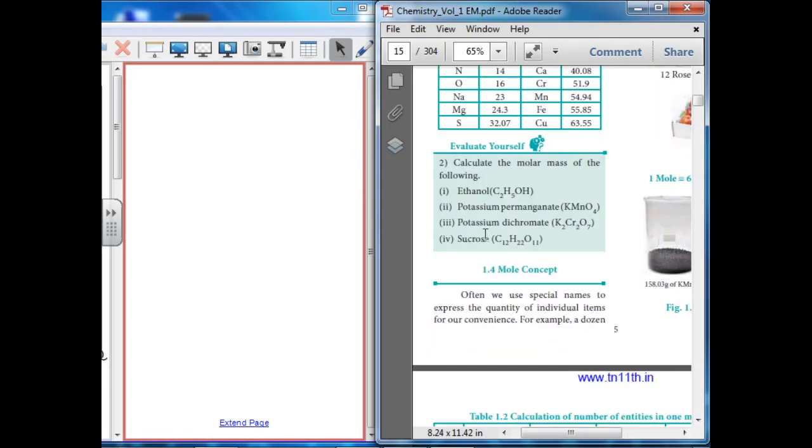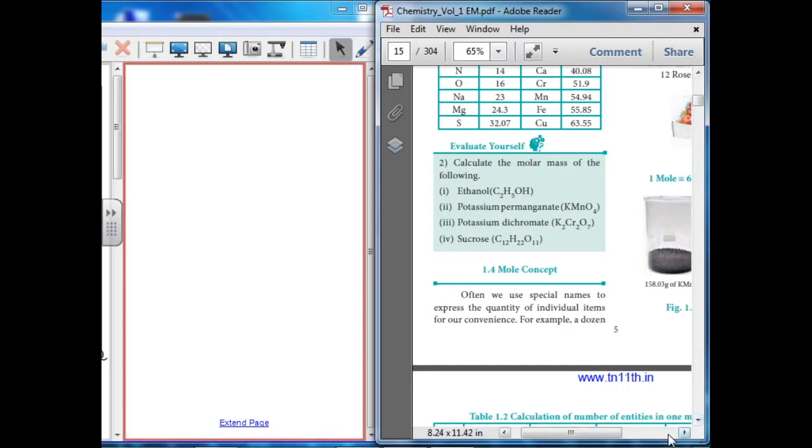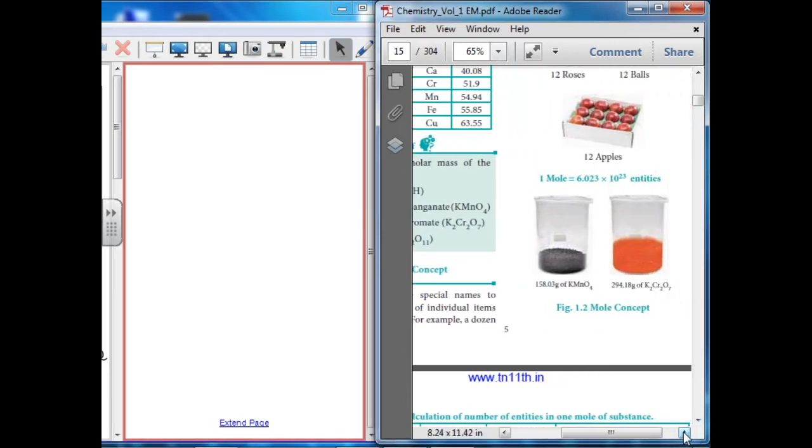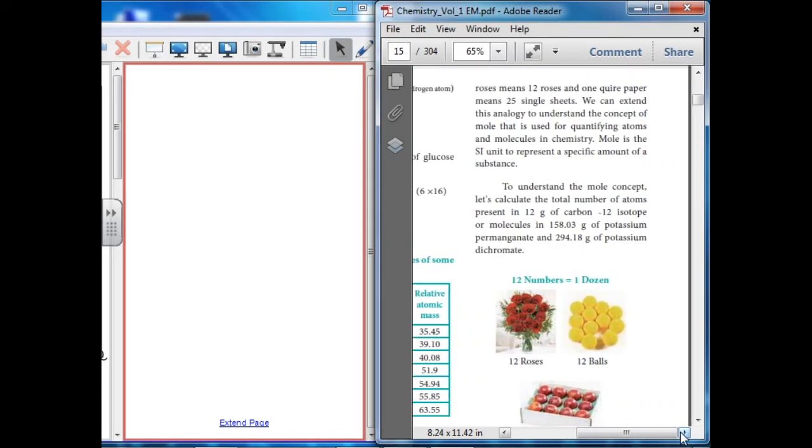So often we use special names to express the quantity of individual items for our convenience. For example, 1 dozen of roses means 12 roses. We usually use this in the market and in the fruit shop. 1 dozen means 12 quantities, and 1 quire of paper means 25 single sheets.